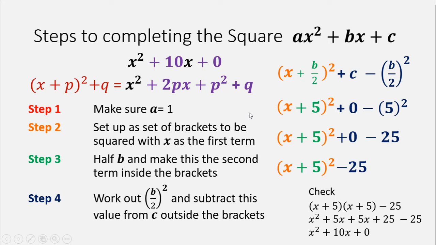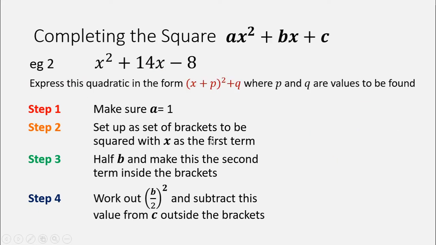Okay, let's see if you can try one on your own. I'm leaving the steps here for you. Hit pause if you need to, but you want to try and complete the square with this one. a is equal to 1, yes. Step 2, set up a set of brackets to be squared with x as the first term. Go for it. Half b, okay, and make that the second term inside the brackets. And then work out what b divided by 2 is squared, and subtract this from c outside the bracket. Got it? Okay, let me show you what that looks like then.